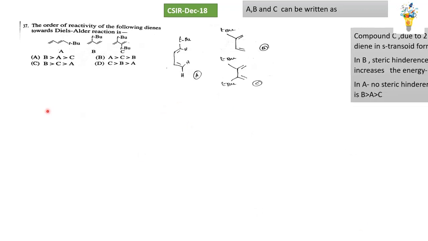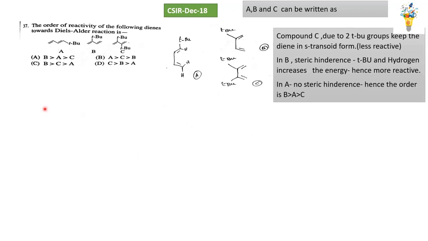Now, in compound A, there is no steric hindrance between the hydrogen and tertiary butyl. In case of C, the 2 tertiary butyl groups are there. These 2 tertiary butyl groups keep this molecule in the transoid form, not in the cisoid form. So trans may be converted into cis, but due to the presence of these tertiary butyl groups, the molecule is always kept in the transoid form. So it has low reactivity. So C is less reactive. So among the options, A may be.